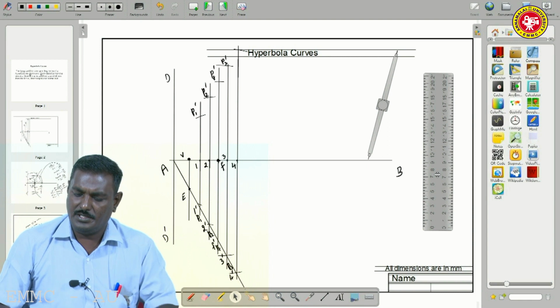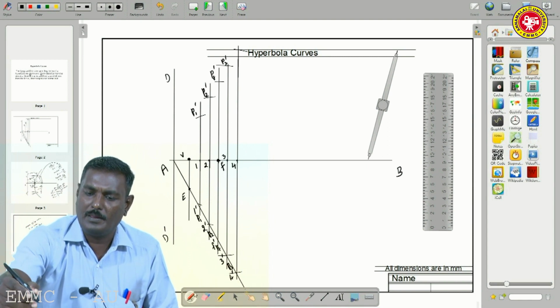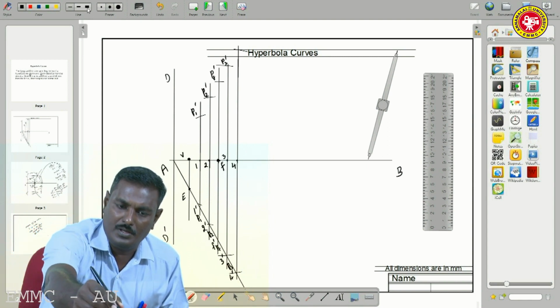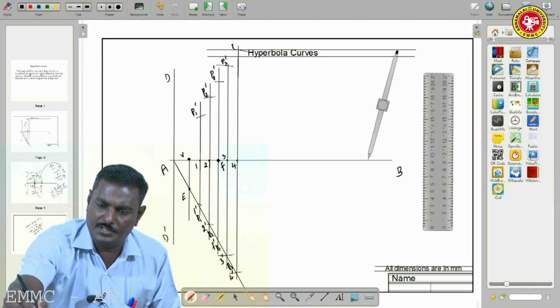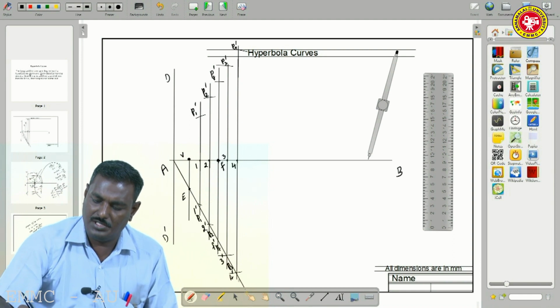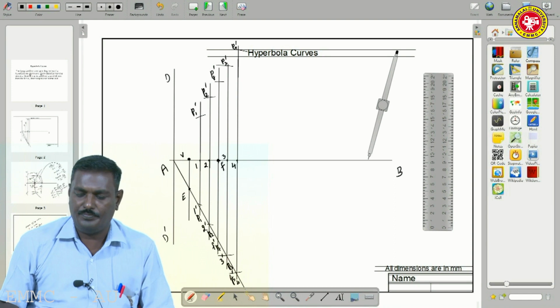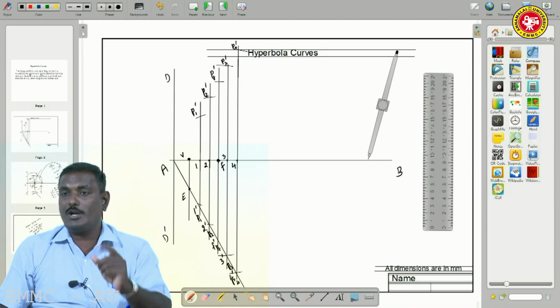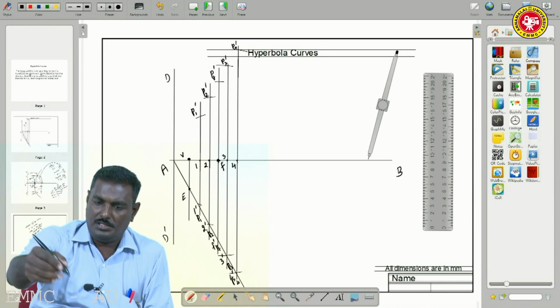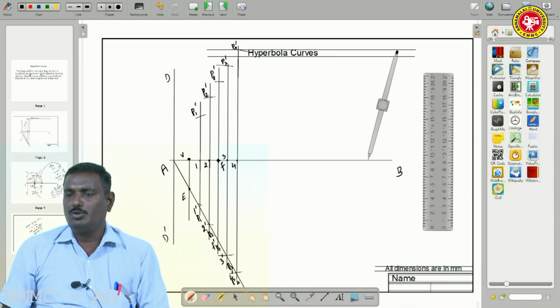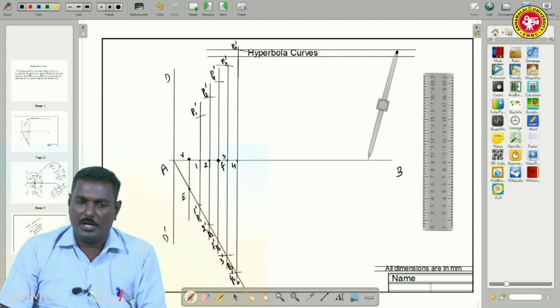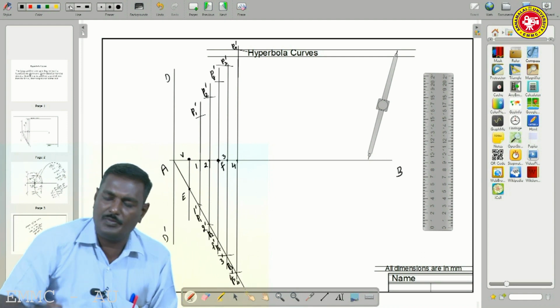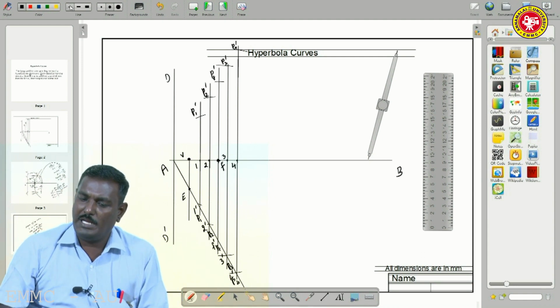Only one point, is it? So no problem. Now the lettering. This is P4 dash. Here P4. So after finding the number of locus points, by using a 2H pencil, draw smooth curves by joining the points.